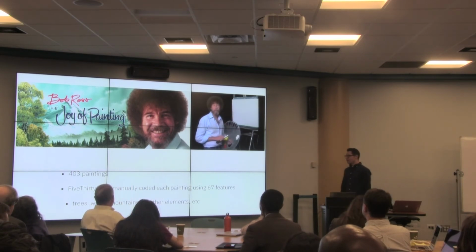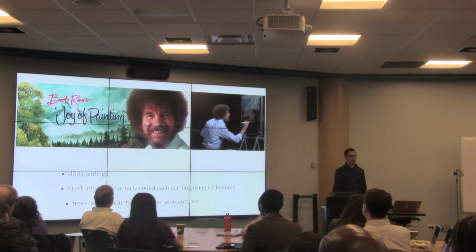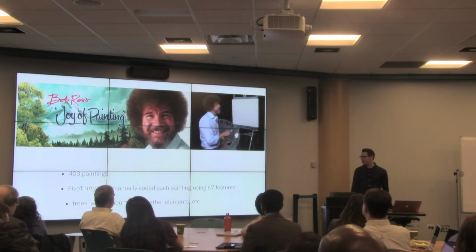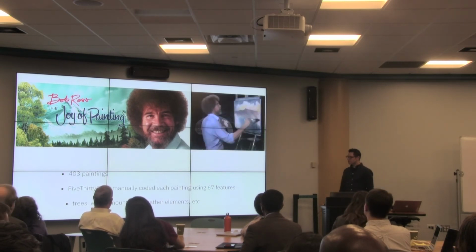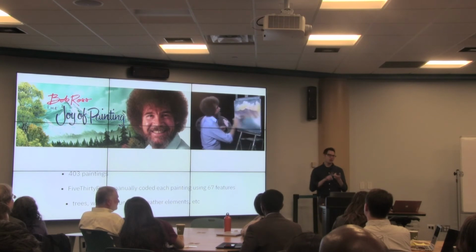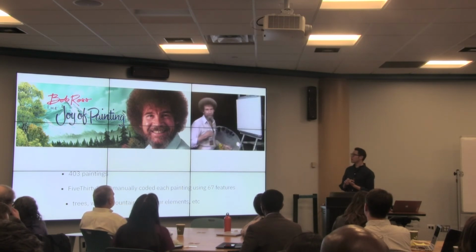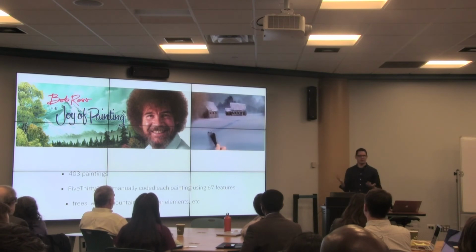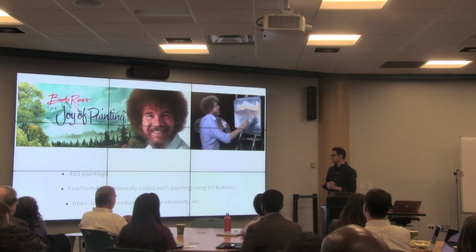And so a few years ago, 538 just decided to go watch all 403 episodes of his show and manually code each painting using 67 different features. And so like, is there a tree in the painting? Is there water in the painting? Is there certain mountains or weather in it? And basically, they're all a bunch of binary features. So this is a relatively small data set, 403 paintings by 67 features.